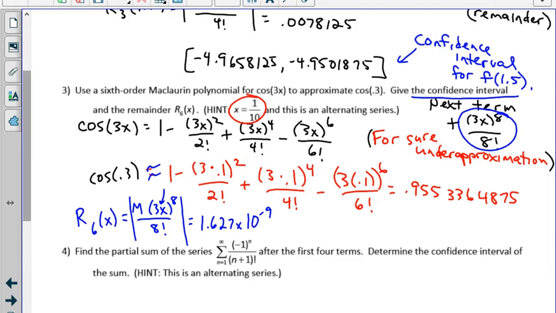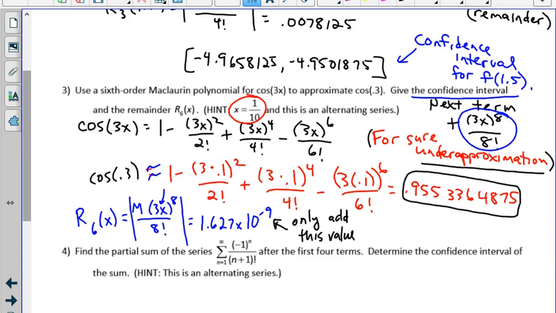So if I'm writing a confidence interval, since this problem is definitely an under approximation, that means I only add this value. So since this is an under approximation, this is the lower bound on my confidence interval.